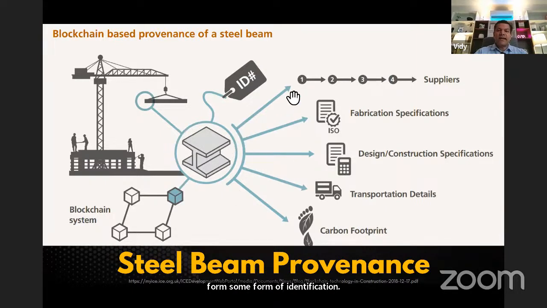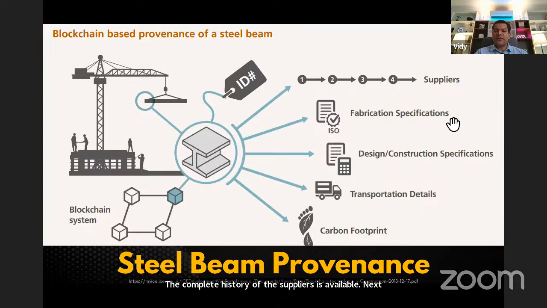That identification is then linked to all the suppliers in the supply chain. So it could be the supplier who supplied the steel to manufacture this. It could be the supplier who provided the mold for making the I-beam, and all the suppliers. The complete provenance, the complete history of the suppliers is available.